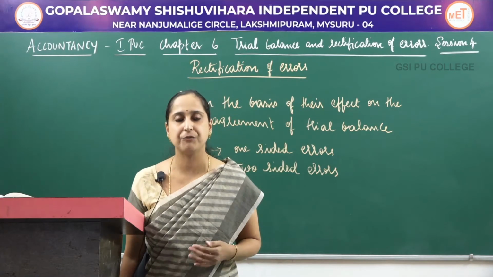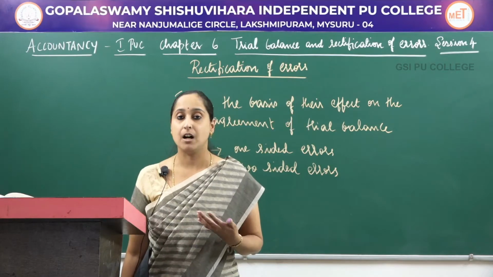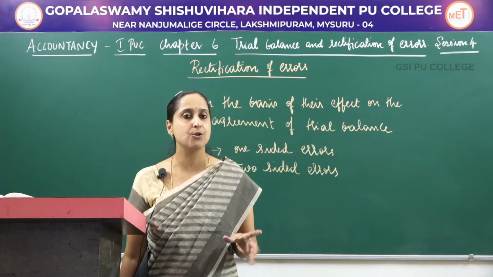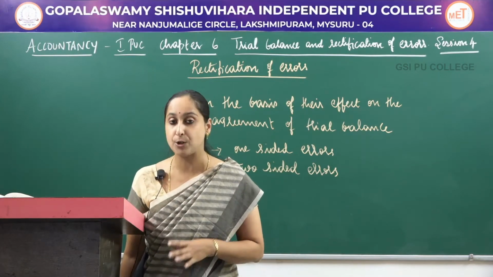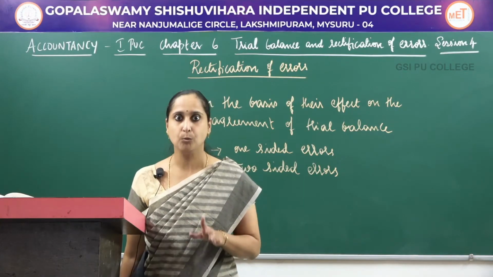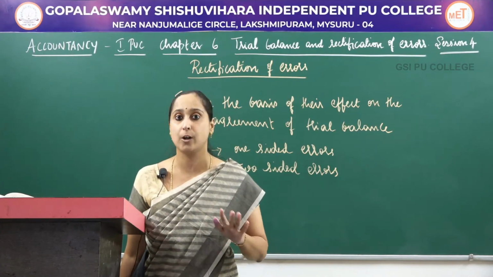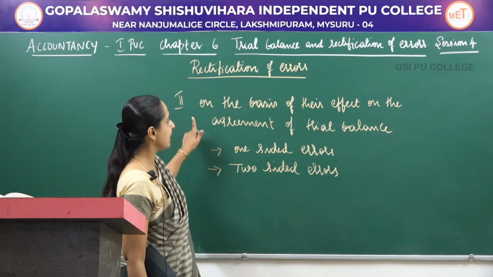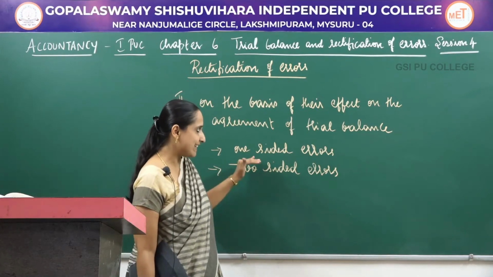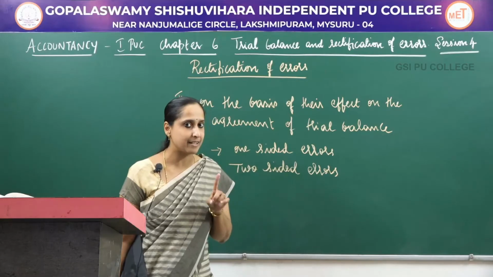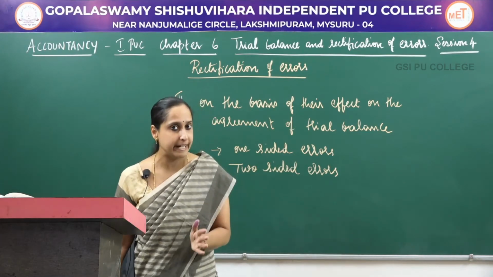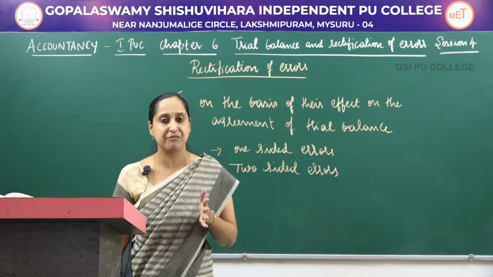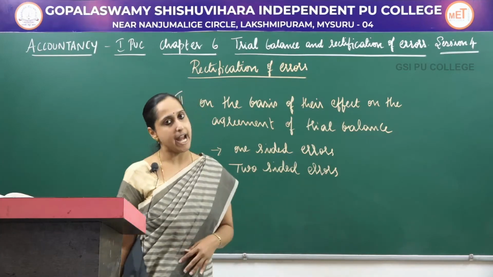Another example which I can give you is if you have purchased furniture from Arun, you have recorded it in the purchases book. See, if you have purchased an asset, you should write it in the general journal. You should not record it in subsidiary books. Here both debit and credit aspects are not recorded. That we call it as two-sided errors. So this is on the basis of the effect on the agreement of trial balance. One-sided error means only one aspect is affected, either debit aspect or credit aspect. Two-sided error means both debit and credit aspects are affected.